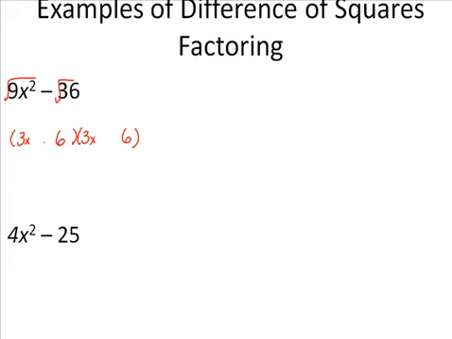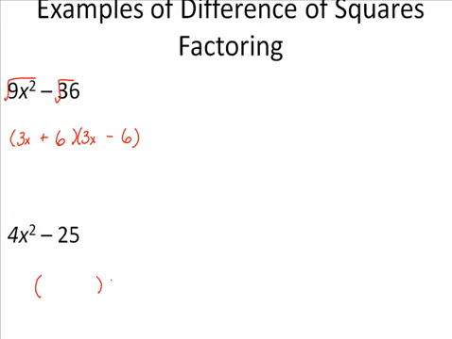Now, it doesn't matter which order, but give one of your factors a plus sign and one of your factors a negative sign. If you were to check your answer when you multiply this out, you'll see that your middle terms cancel each other out, and that's why we're left with two terms.